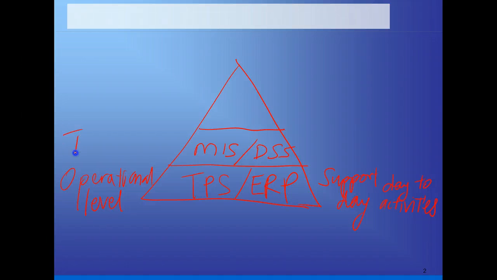Now we propagate this data to our MIS or our DSS, which is our decision support systems, where these are at the tactical level, where they make use of information captured at the operational level to support decision making by managers or middle level managers.